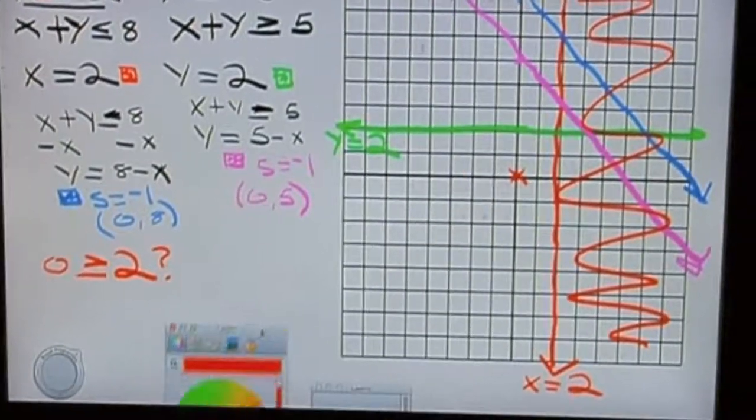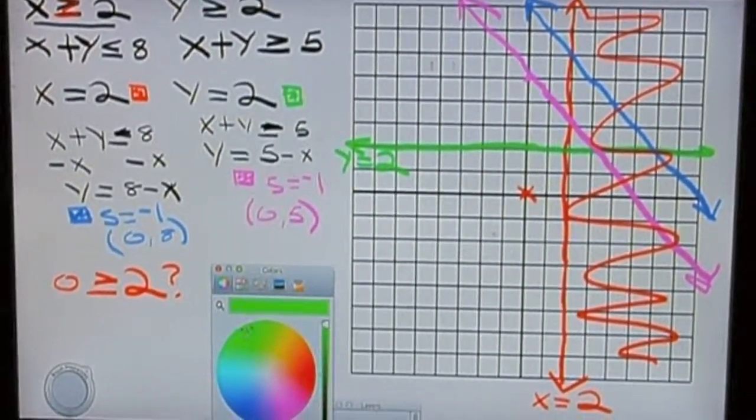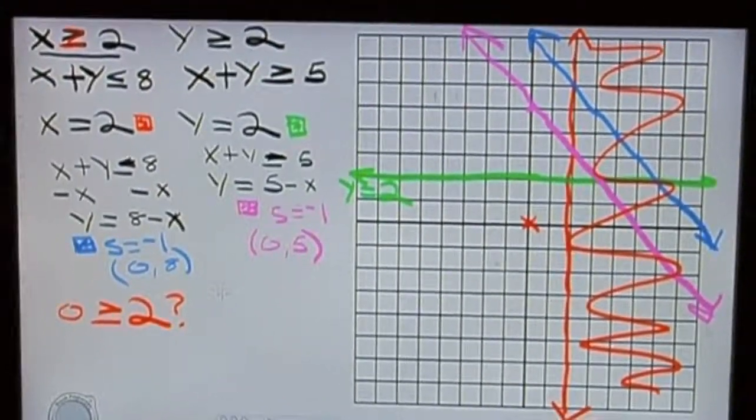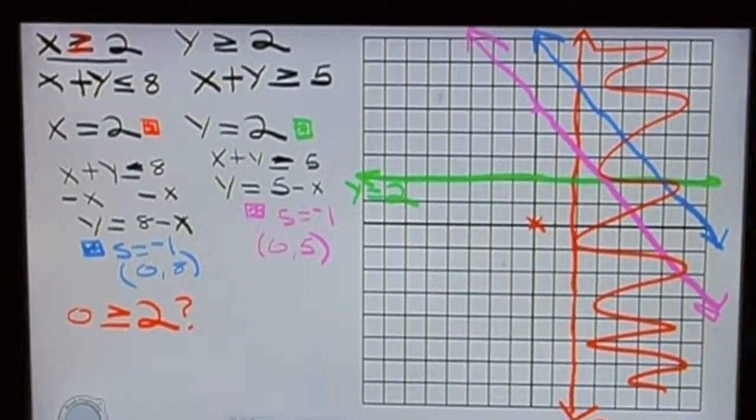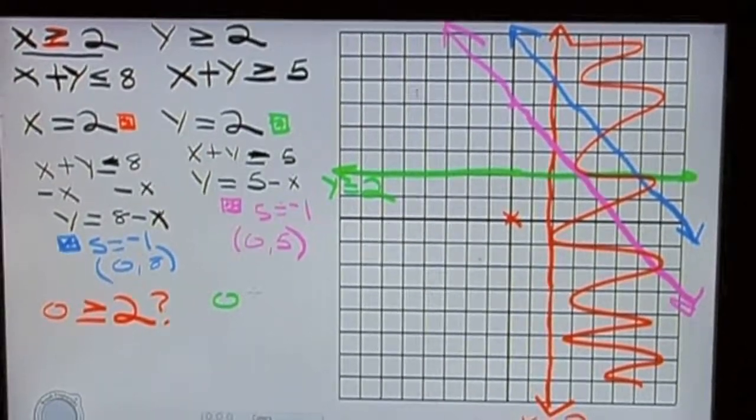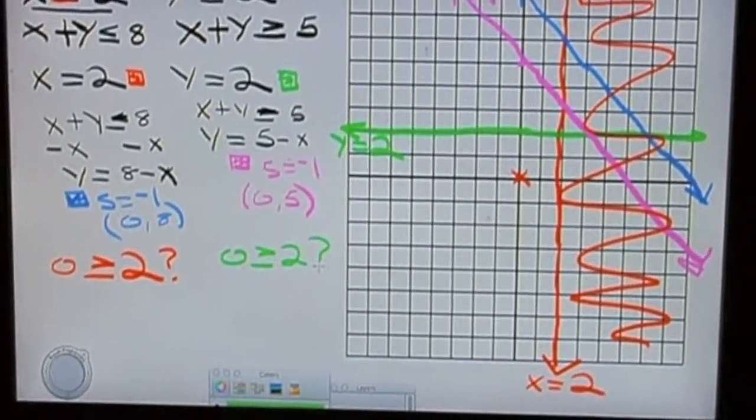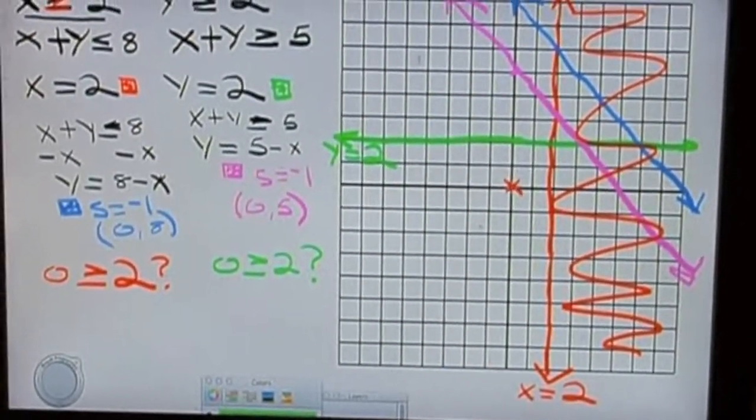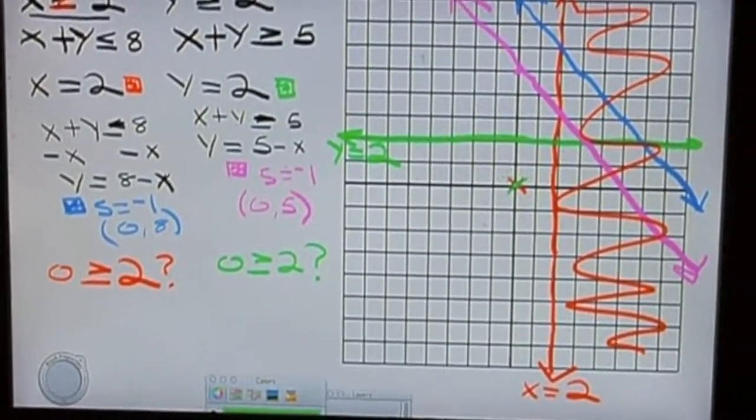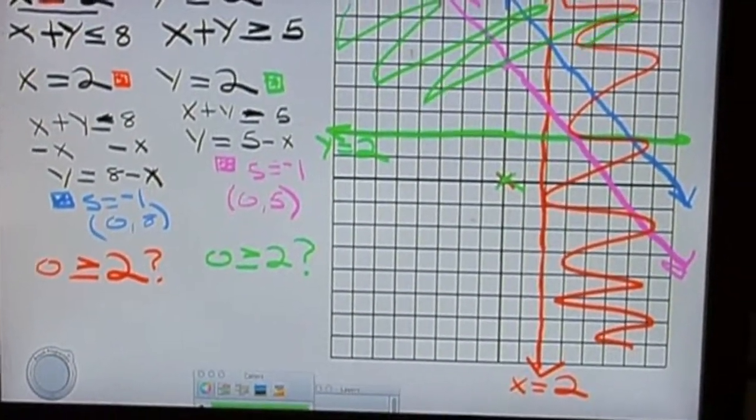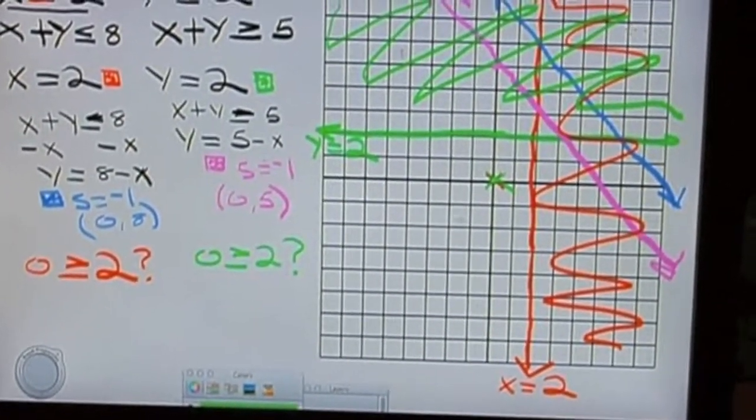Now for the second one, y is greater than or equal to 2. You're going to do the same thing. You're going to substitute 0 in for y, and ask yourself again, is 0 greater than or equal to 2? And it's not. So you're going to shade on the upper region of the line because your line is a horizontal line.